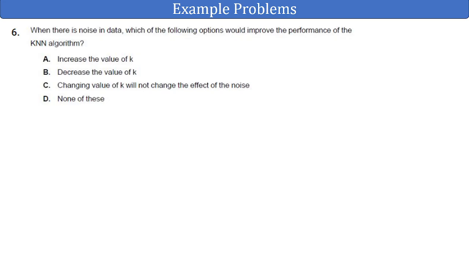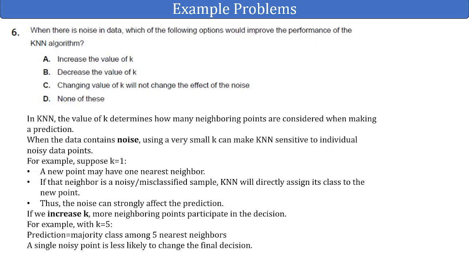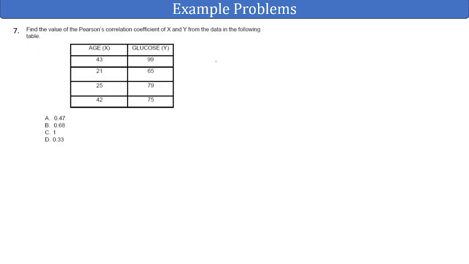Now next, just tell me, when there is noise in the data, which of the following options should improve the performance of the algorithm? Just tell. Sir, large K. Okay. If we increase the K, we take into account more distances. So it's going to be a large K value. And this is the actual value. We can calculate the formula.